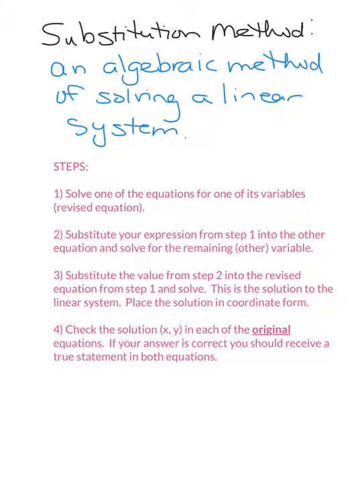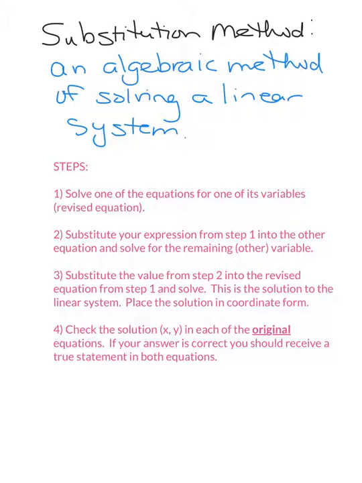Here are the steps that you're going to want to reference as you're solving a system using substitution method. The first step is solve one of the equations for one of its variables. I call that the revised equation. So for instance, if your equations are using the variables x and y, you're going to solve one of those equations for either x or y. The second thing you're going to do is substitute your expression from step 1 into the other equation and solve for the remaining variable.